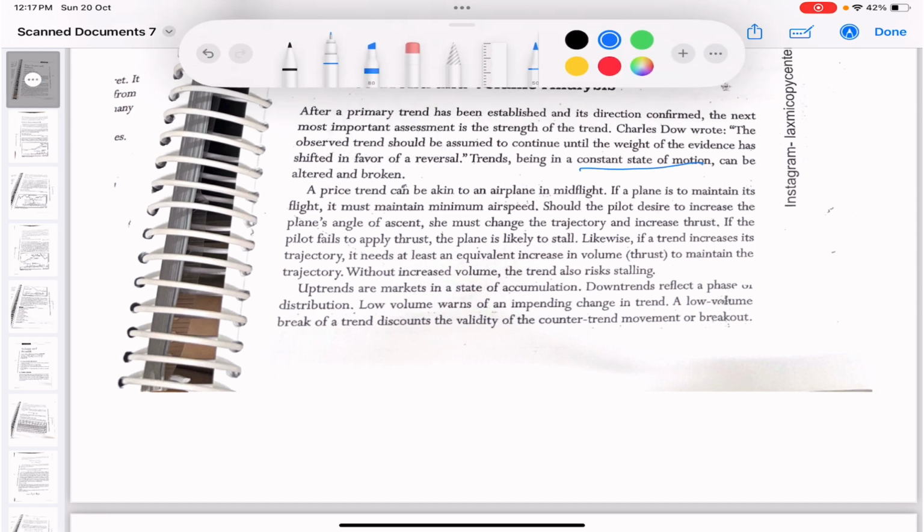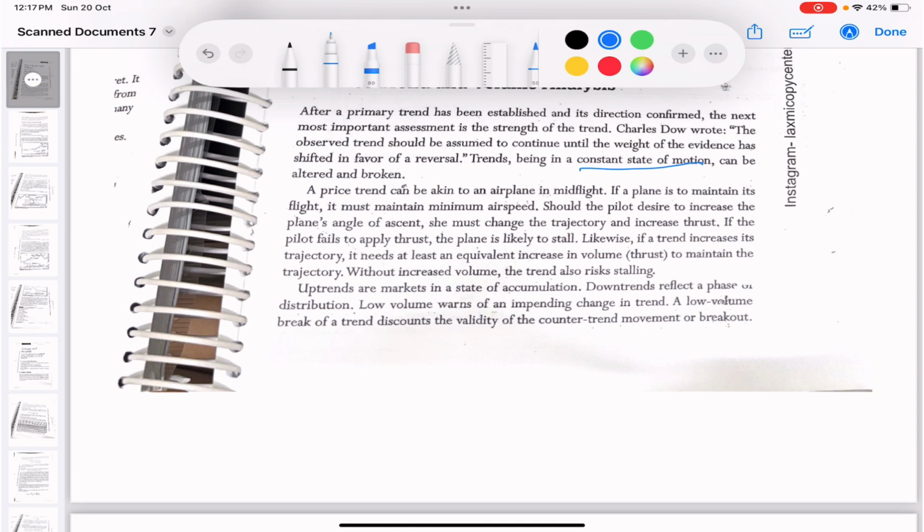Trends are in a constant state of motion. However, they can be altered and broken. A price trend can be akin to an airplane in mid-flight. If a plane is to maintain its flight, it must maintain minimum airspeed. Should the pilot desire to increase the plane's angle of ascent, she must change the trajectory and increase thrust. If the pilot fails to apply the thrust, then the plane is likely to stall.